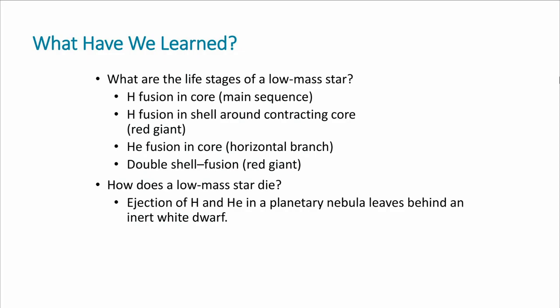So hydrogen fusion in the core for main sequence, then hydrogen fusion in a shell around a helium core for the red giant stage. Helium fusion will eventually start and you become more stable. And then this helium will be displaced by carbon. Helium and hydrogen shell fusion is unstable and it'll blow itself apart, leaving behind a planetary nebula and a white dwarf.